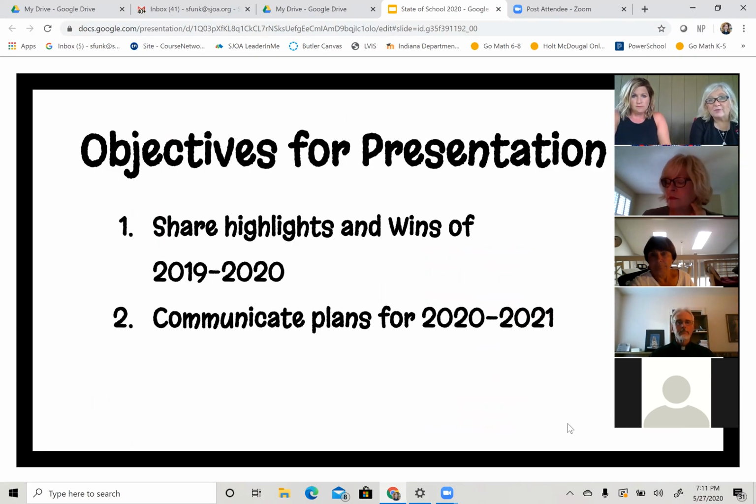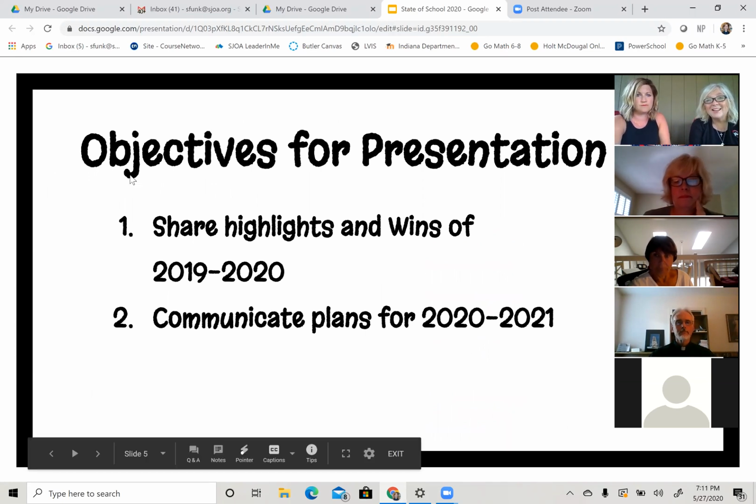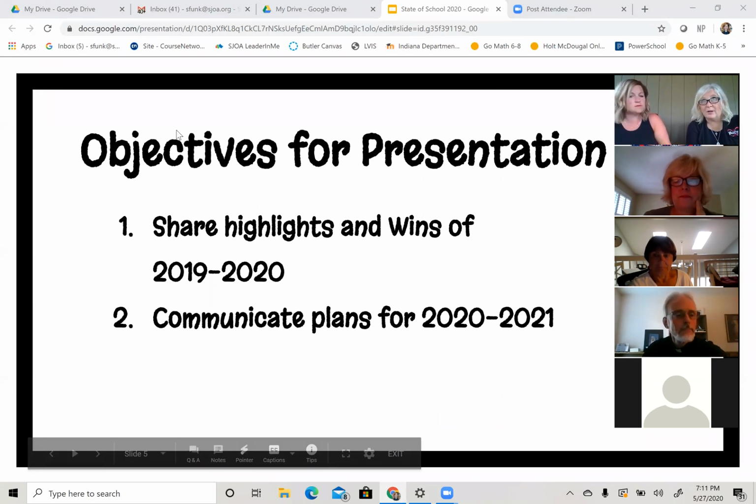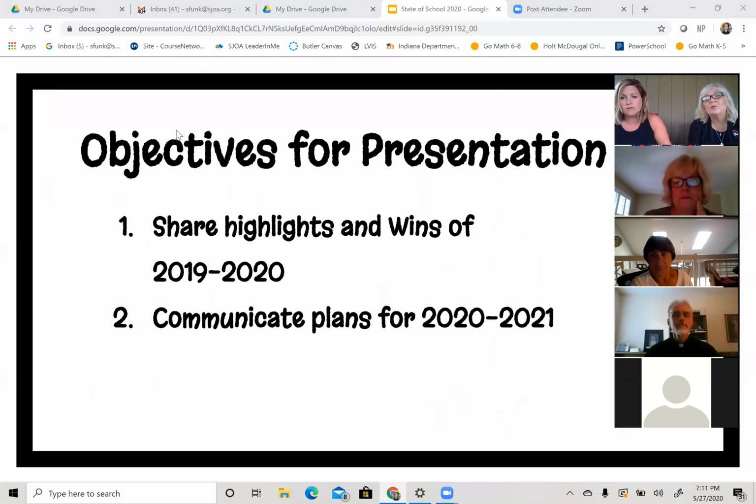Tonight, we have two major objectives, but lots of slides to support them. One, we just want to share our highlights and wins of 19 and 20. Sometimes we get so busy with the things we need to do, and why can't this be better, and how do we need to grow and improve, that we forget to look at this list of extensive great things going on. As a school, we should celebrate those things. We want to do that tonight and also talk to you a lot about what next school year will look like.